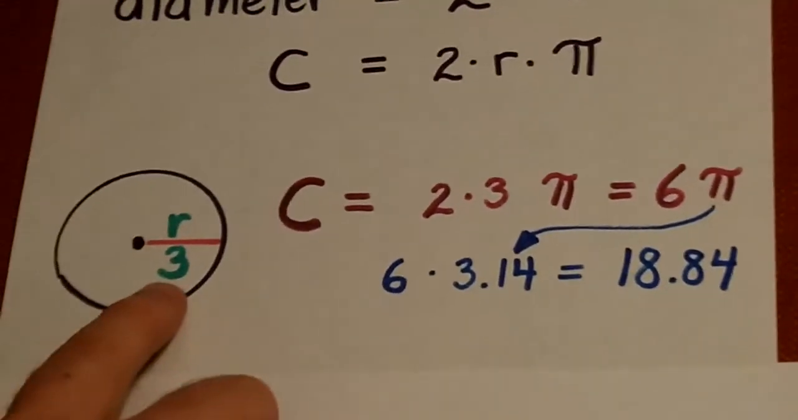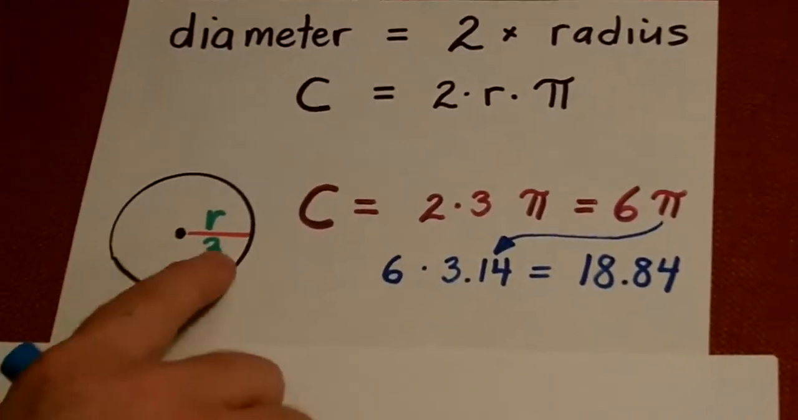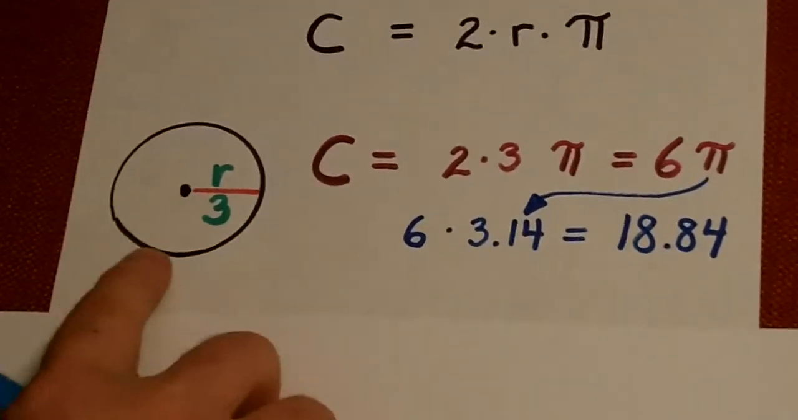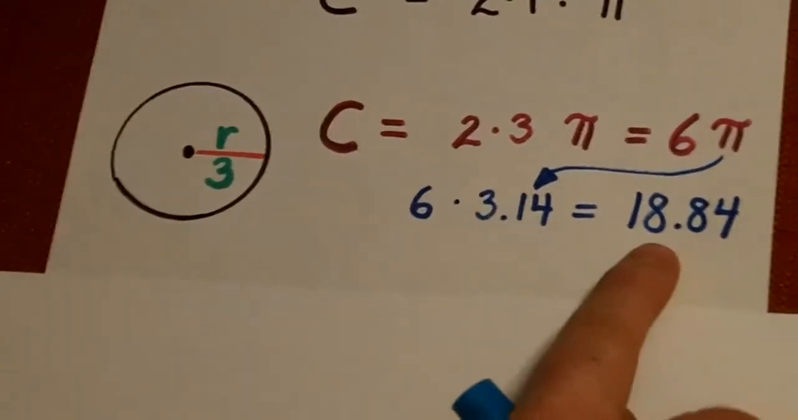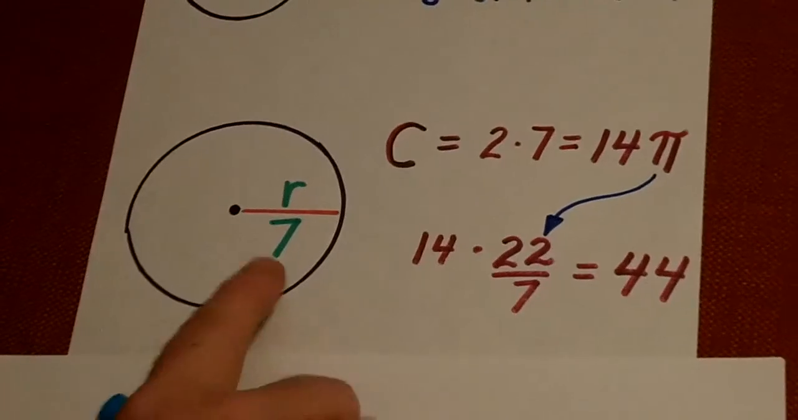Let's see if this makes sense. 3 radius, diameter is 3 times 2 is 6. So what is 6, 6, and 6? It's 18. What's a little over 18? 18.84.